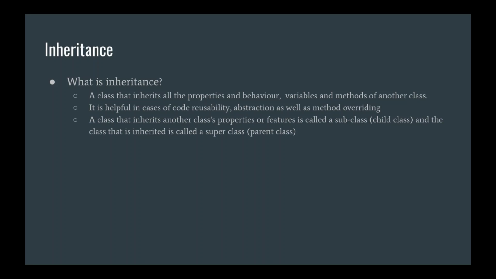And we will see these as we go further and further down, and you will see these in action. So, a class that inherits another class's properties or features is called a subclass or a child class, and the class that is inherited is called a superclass or a parent class. So if I have a class that inherits another class, then that class will be called a child or a subclass, and the class that I am inheriting from would be a superclass or a parent class.